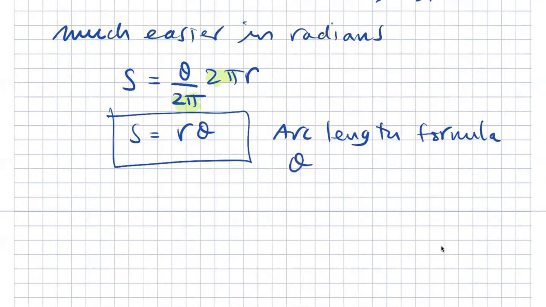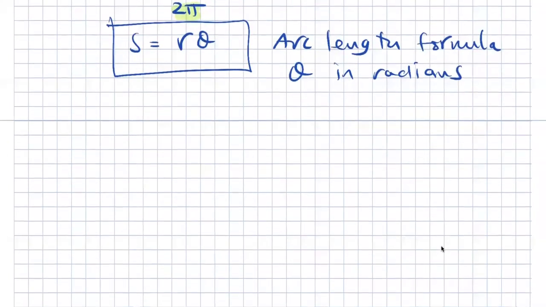So this is the arc length formula, where theta is in radians, and that's really the only one we need to know. We don't bother with that other thing. It's just too awkward to use. This is just much easier. So let's look at another example. In fact, we'll do one very similar.